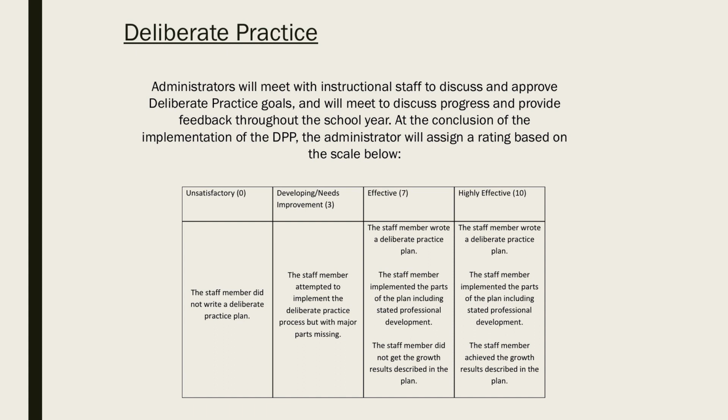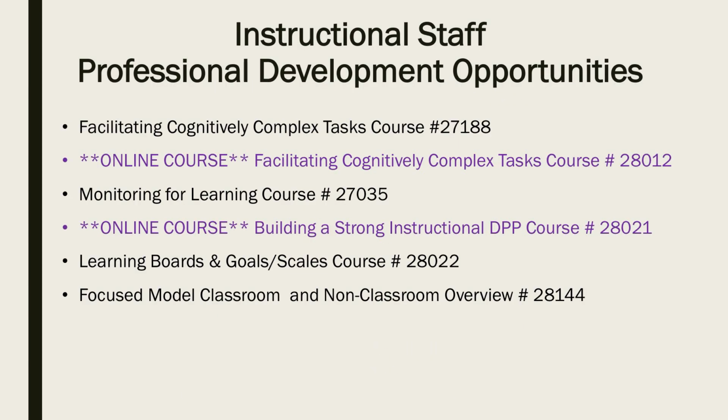A score of 7 or effective will be given if the staff member wrote a deliberate practice plan. The staff member implemented the parts of the plan, including stated professional development. The staff member did not get the growth results described in the plan. A score of 10 or highly effective will be given if the staff member wrote a deliberate practice plan, implemented the parts of the plan, including stated professional development, and achieved the growth results described in the plan.